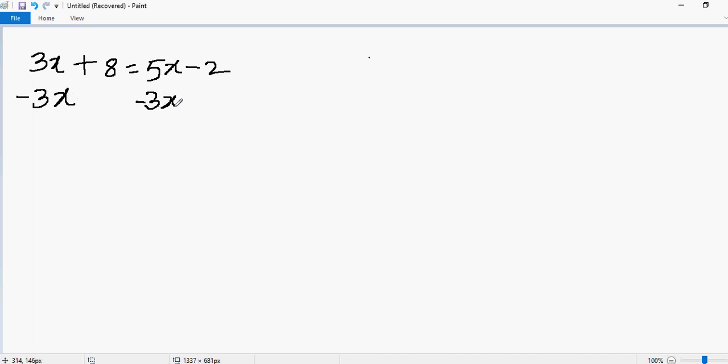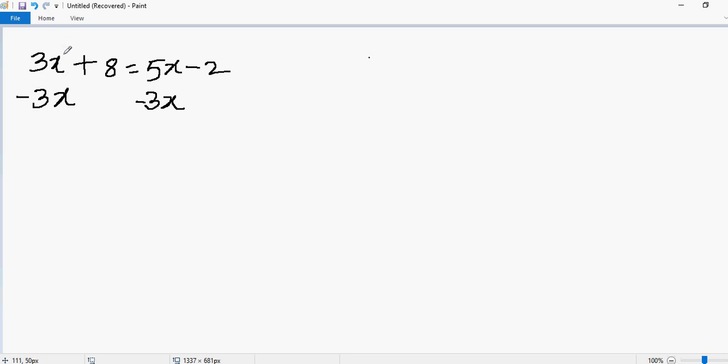Now, why did I subtract 3x on both the sides? Because I have to balance the equation. If I subtract 3x on the left-hand side, I have to do the same thing to the right-hand side to balance it. I can't just subtract. It would be unfair to subtract anything from the left-hand side or right-hand side and not do the same to the other side.